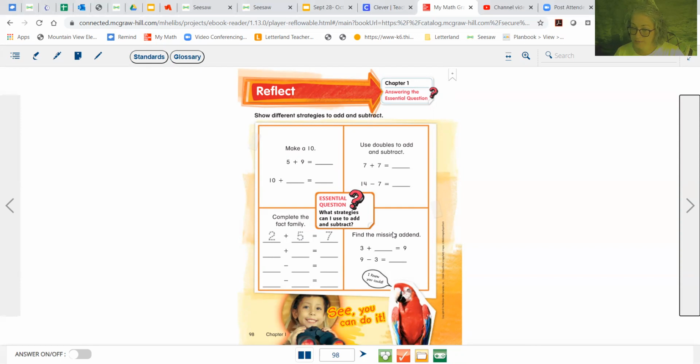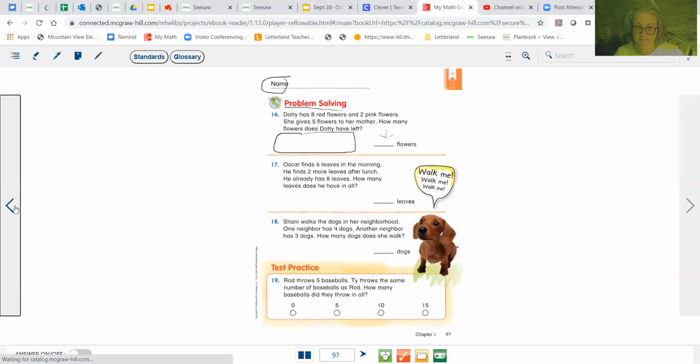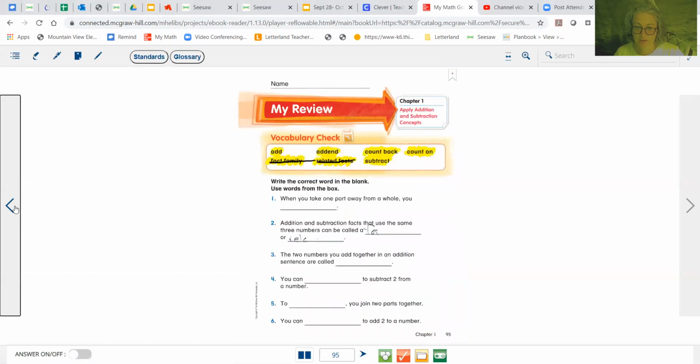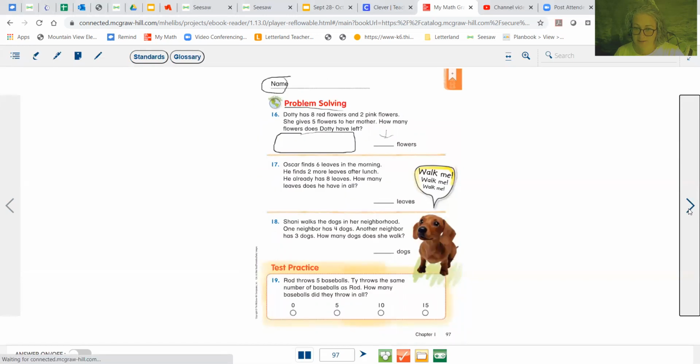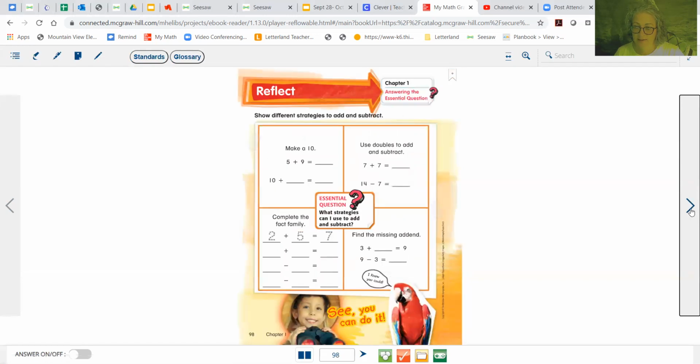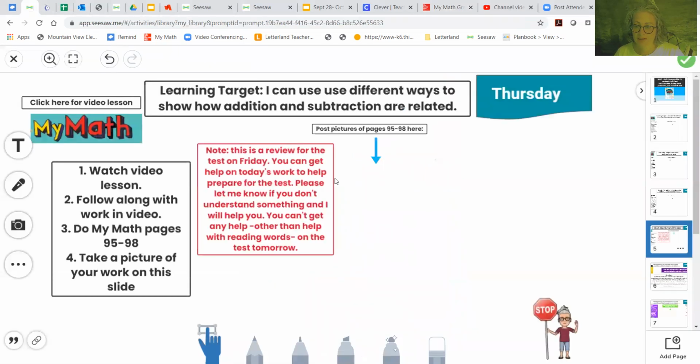So that's what you're doing. Go back. There's not much on each page. You're doing page 95, 96, 97, 98. It's not that many problems. And this is helping you to see the kind of things that will be on your test tomorrow. Okay, and you will be going and posting this on this page right here.